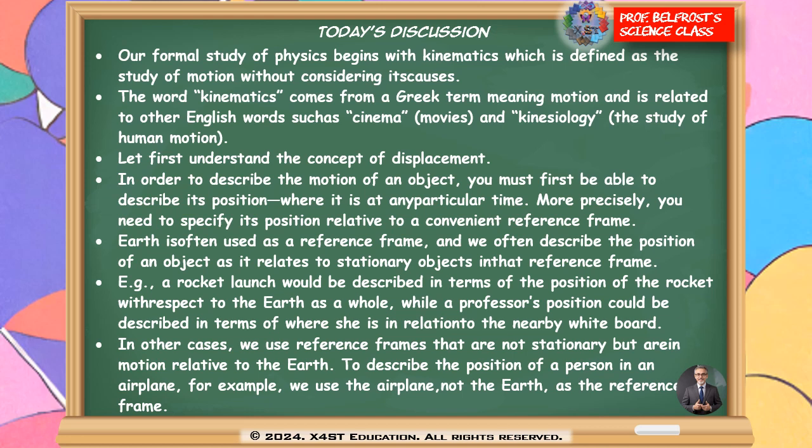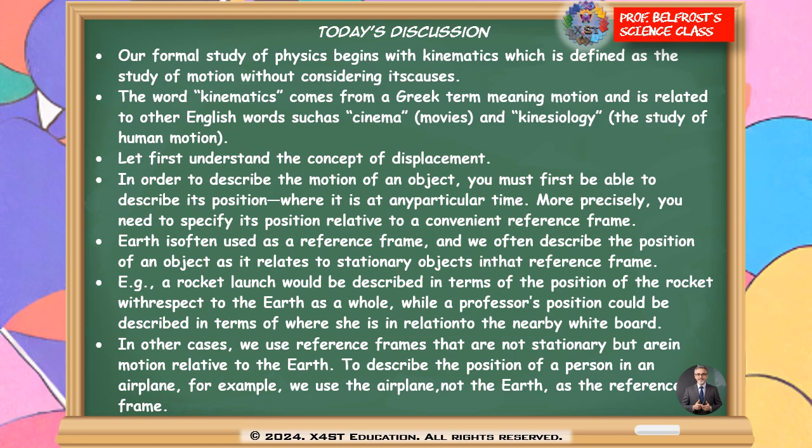So let's first understand the concept of displacement. This is the first concept taught in any class on kinematics. In order to describe the motion of an object, you must first be able to describe its position. So displacement comes from position. Actually, the first one is position, the zeroth I think. The zeroth thing that you need to understand is the position or the coordinate of something.